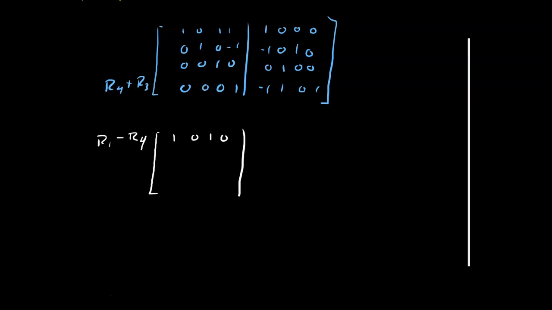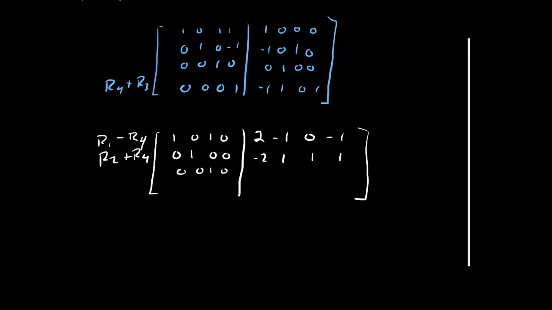So row 1 minus row 4 is a 2, negative 1, 0, negative 1. Here I'm going to do row 2 plus row 4 to get 0, 1, 0, 0, which here gives me negative 2, 1, 1, and 1. The last two rows are perfect as they are and beautiful, so I will not change those.